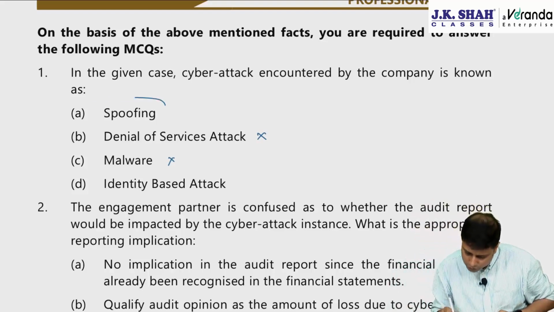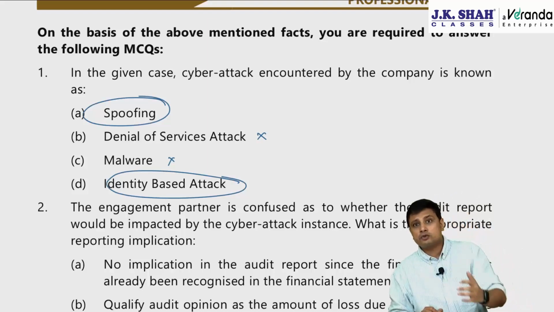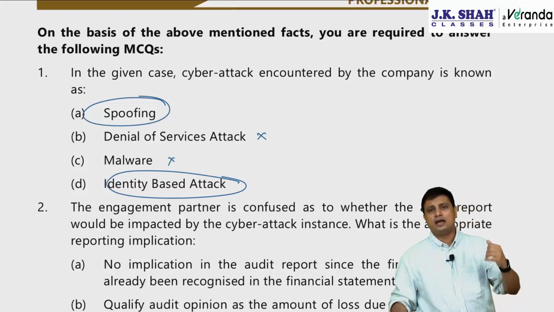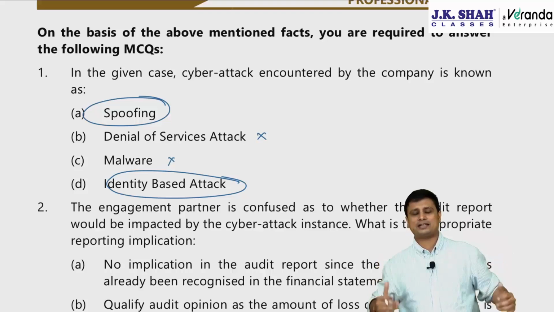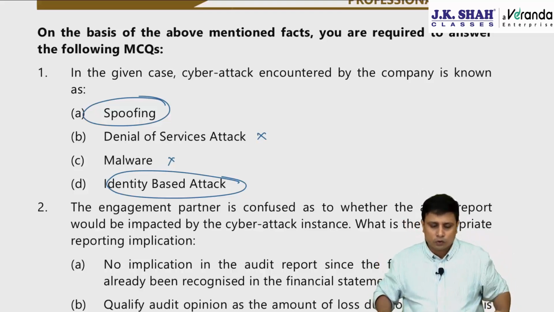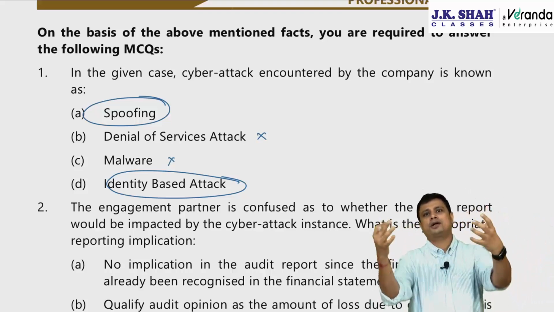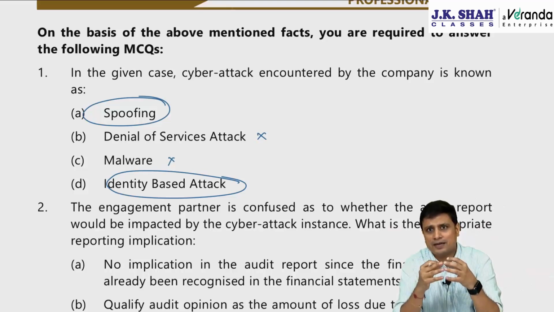Now you will be confused between spoofing and identity based attack. Now my friends, in case of spoofing, you try to represent someone else. For example, in case of Kaun Banega Crorepati, someone is calling you and acting as if he's Amitabh Bachchan, saying that you have won 1 crore rupees. You have given the correct answer. You give us your bank account number details, we'll transfer 1 crore to you. This is spoofing.